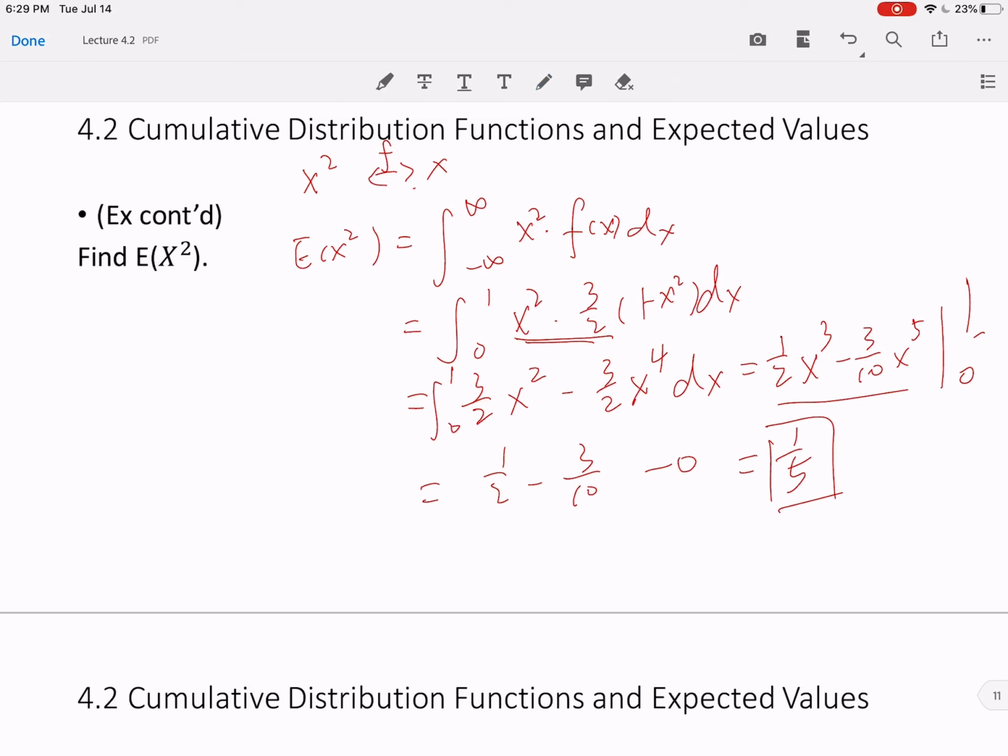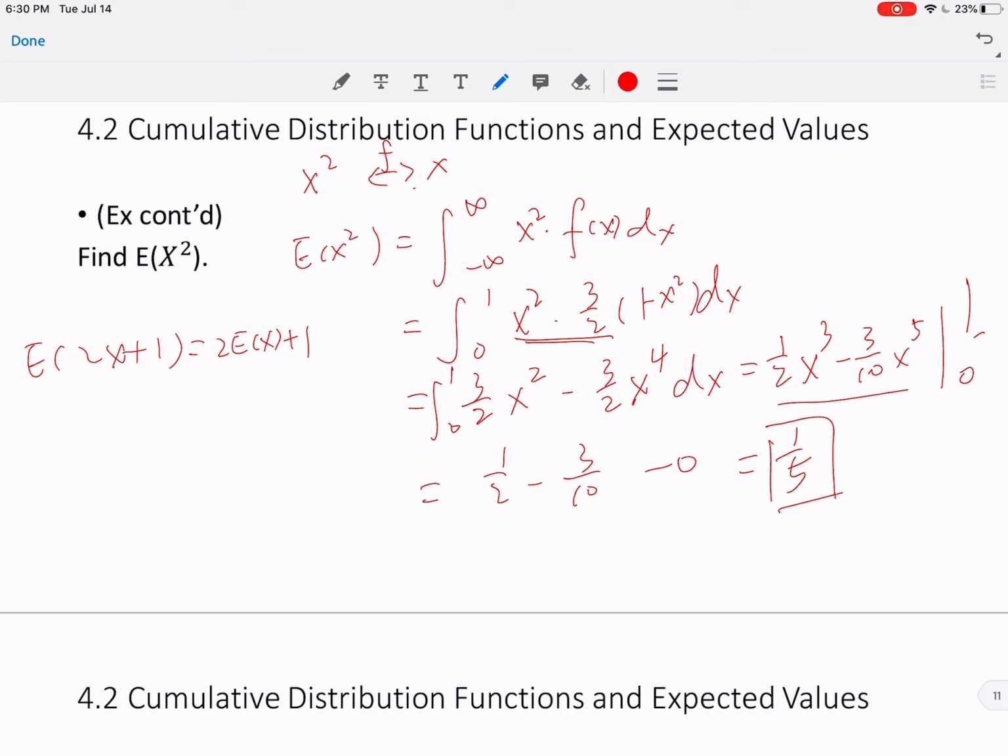Okay, so of course, if you want to find the expected value of, let's say, 2x plus 1, you don't have to do the whole integration here. That would be equal to 2 times E of x plus 1, okay? So we can apply the linearity of expected values here as well.